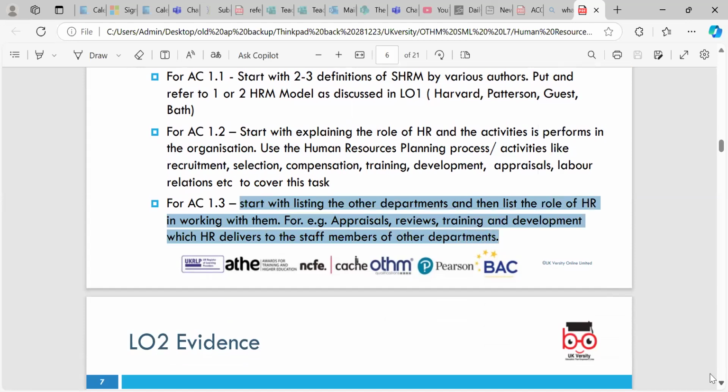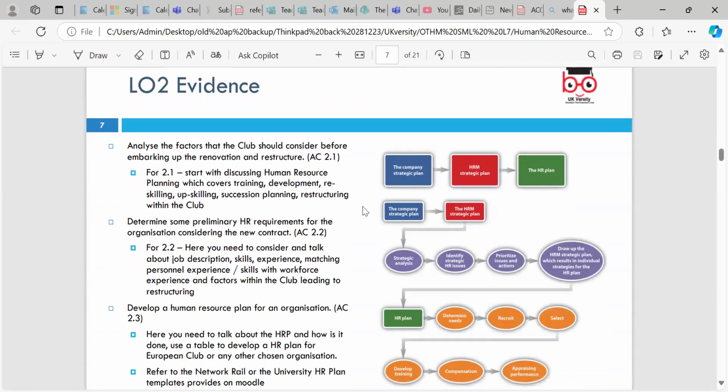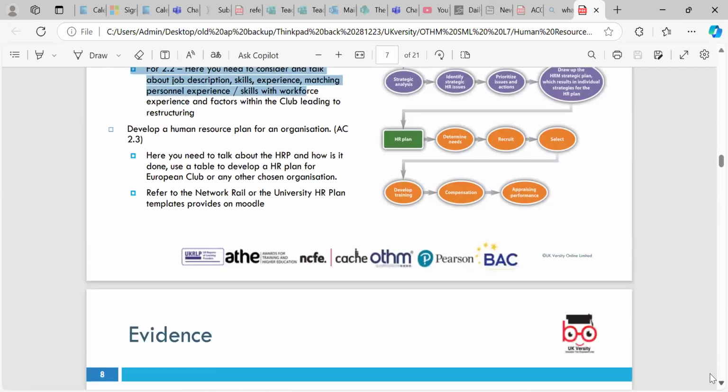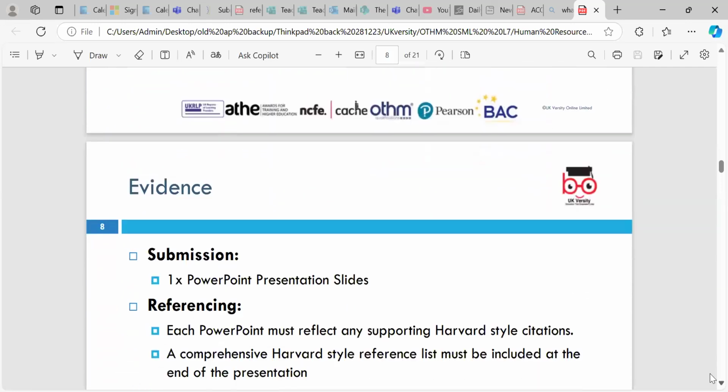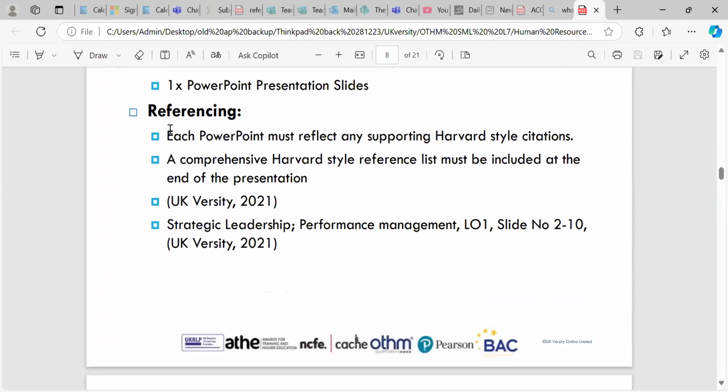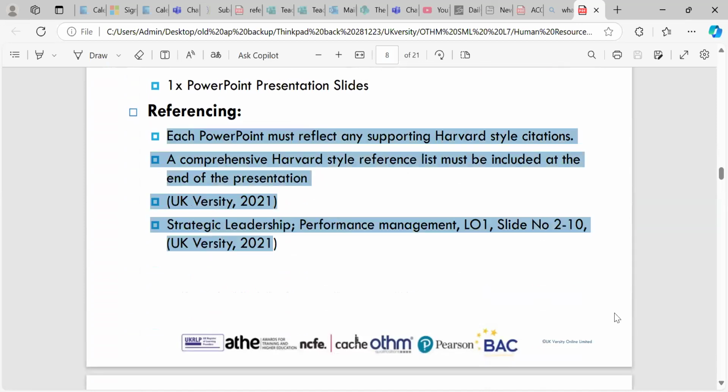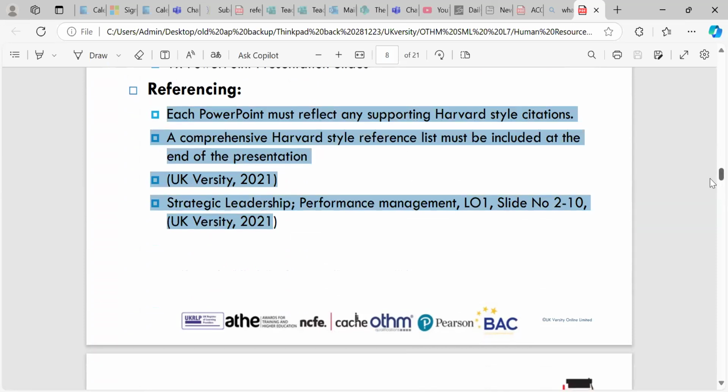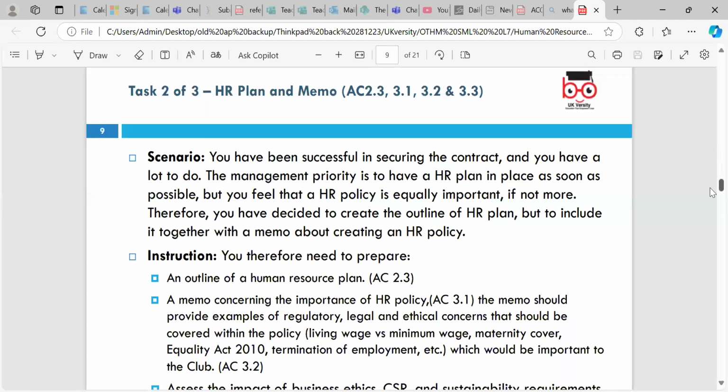Then please move to LO2 evidence. So please, we can link to 2.1. Start by discussing human resource planning and link it to the club, and determine the preliminary requirements, organization skill and experience gaps. As we discussed, then of course we have been given the PowerPoint slide, and all the guidance you have seen. Anyone, any question here?